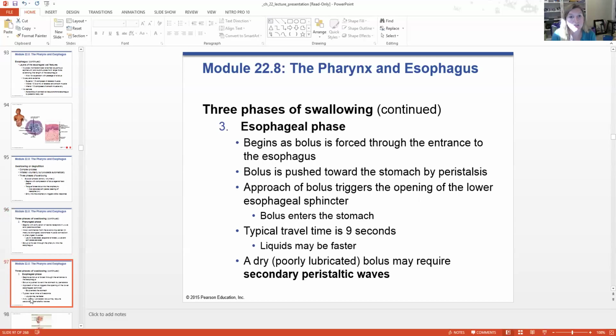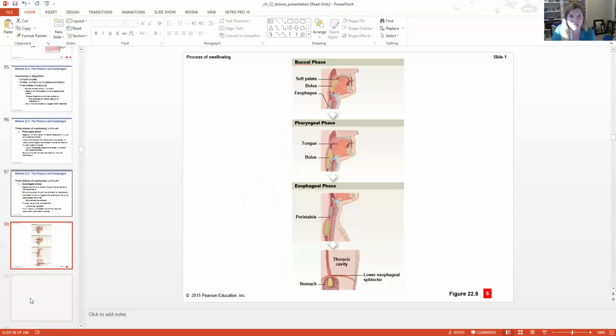Then we get to the esophageal phase, where that bolus is pushed into the esophagus and peristaltic contractions push that bolus down into the stomach. The bolus is going to trigger the opening of the lower esophageal sphincter and then enter the stomach. Typically around 9 seconds is how long it takes the bolus to get through. Liquids are faster, right? Something that's poorly lubricated, like when you swallow a chip really hard and you can feel it creeping down, takes a little bit longer and might require secondary peristaltic waves.